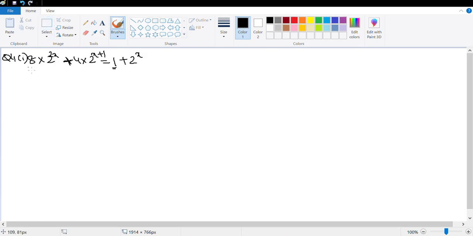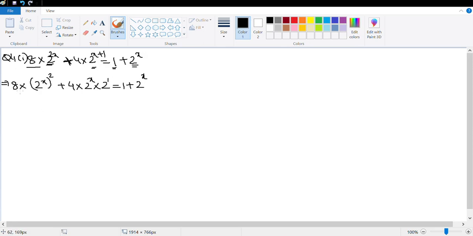I notice that at least here there is 2 to the power x, here also there is 2 to the power x, and here also there is 2 to the power x. Let's see if we can take something common and try and figure out. So this can be written as 8 multiplied with 2 to the power x square, because this is 2 to the power 2x, plus 4 into 2 to the power x and I write this as plus 1 as 2 to the power 1 is equal to 1 plus 2 to the power x.